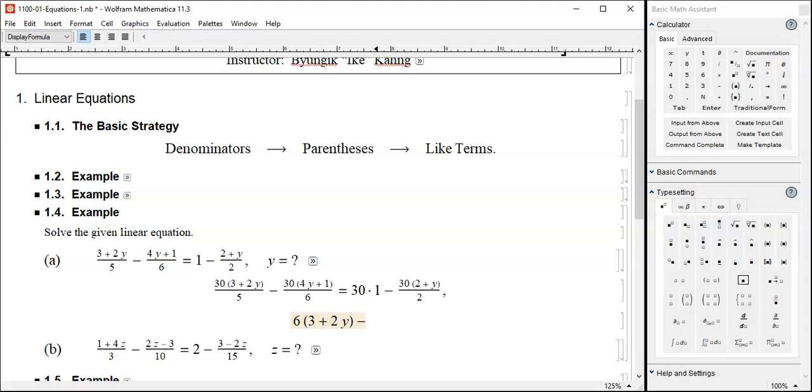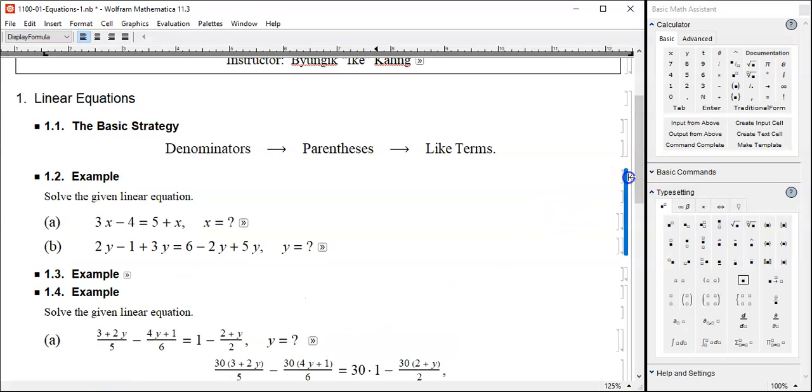So there goes the first term. Next, 30 divided by 6. That's how you remove the denominator. 5 times (4y plus 1). There goes the second term. Now, to the right-hand side, 30 times 1 is, of course, 30. The only easy computation. Next, 30 divided by 2. What is it? 15 times (2 plus y). And what did we end up with?